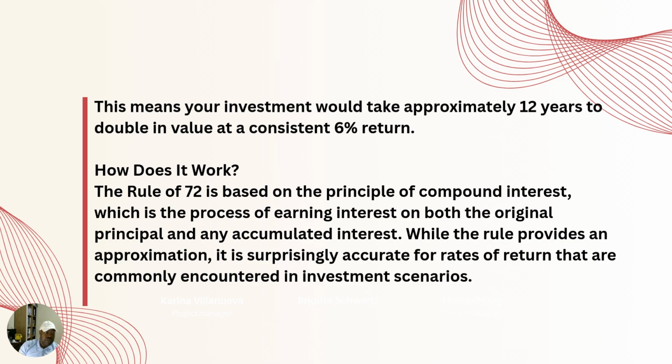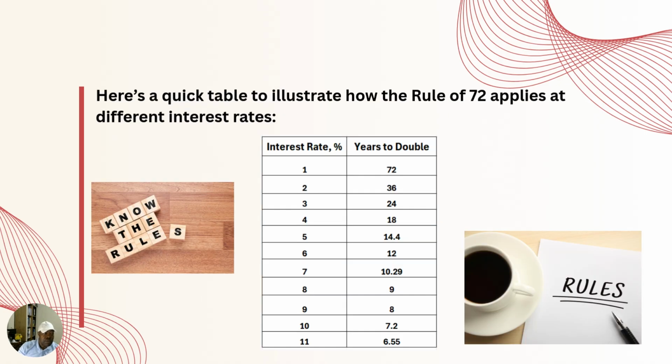So how this works: the rule of 72 is based on the principle of compound interest, which is the process of earning interest on both the original principal and any accumulated interest. While the rule provides an approximation, it is relatively accurate for rates of return commonly encountered in investment scenarios. Here is a quick table to illustrate how the rule of 72 applies to different interest rates.